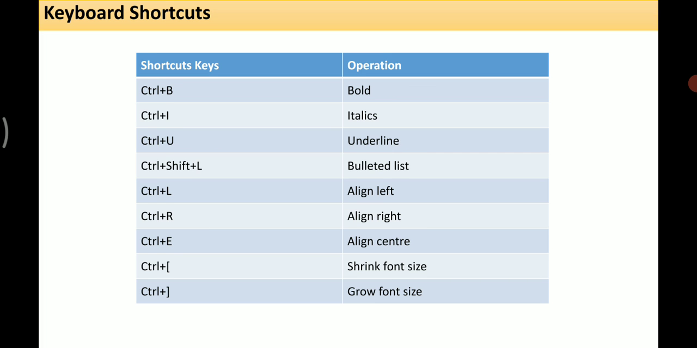We have others like Control plus B, which is for bold. Control plus I for italics. Control plus U, underline. Control plus Shift plus L is for a bulleted list. Control plus L is to align left. Control plus R is to align right. Control plus E is to align center. Control plus the left bracket is to shrink font size. Control plus the right bracket is to grow font size.